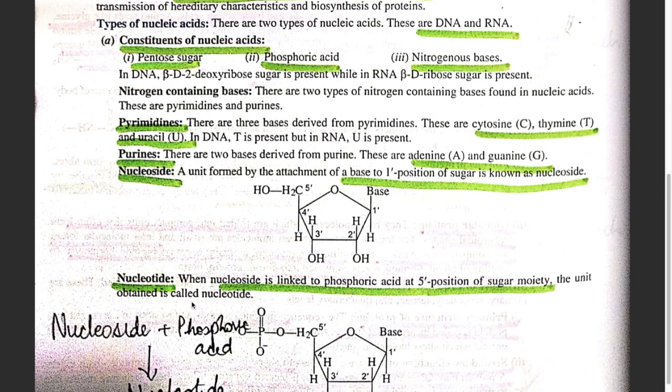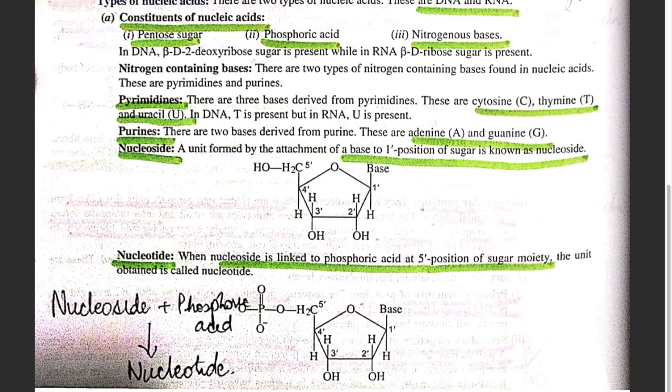That means nucleotide minus phosphate is nucleoside, and the monomers of the nucleic acid are nucleotides, which are formed by three components: the pentose sugar, phosphoric acid and nitrogenous base. Excluding phosphoric acid, the combination of pentose sugar and nitrogenous base is called the nucleoside, to which if phosphoric acid attaches at the 5' position of the sugar, it results in the formation of nucleotide.